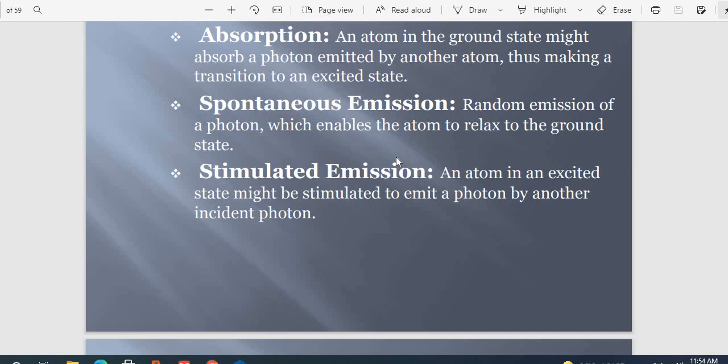So spontaneous emission is the random emission of photons as the atom relaxes to the ground state. Stimulated emission means what, students? The atom in the excited state emits because of another atom's photon.